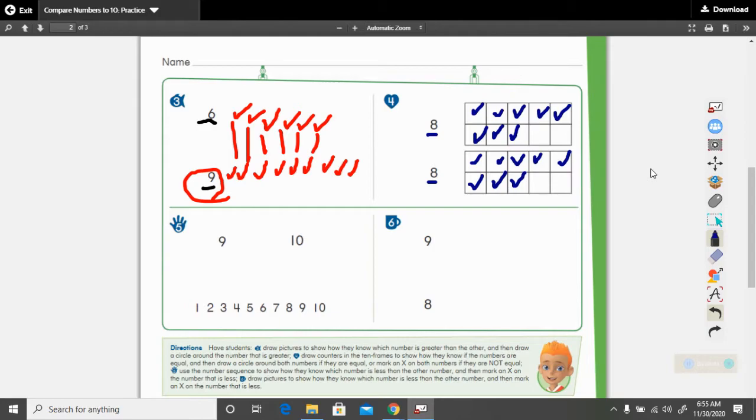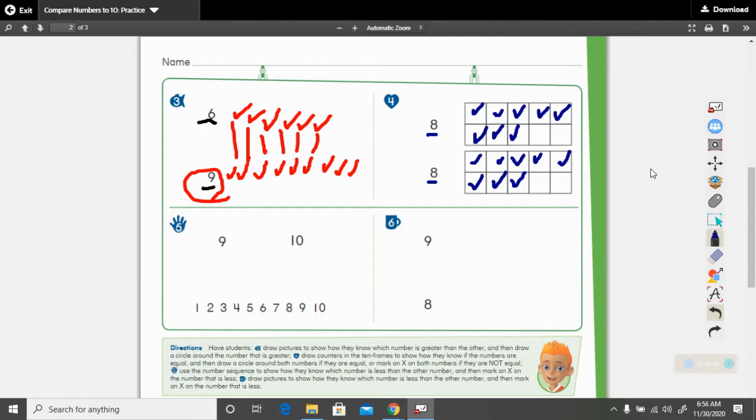Now look at these numbers. If they are equal, we are going to draw a circle around them, around both. If they are not equal, we're going to draw an X on both numbers. Are these numbers equal or not?